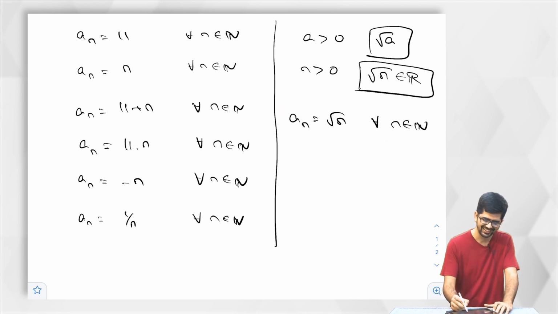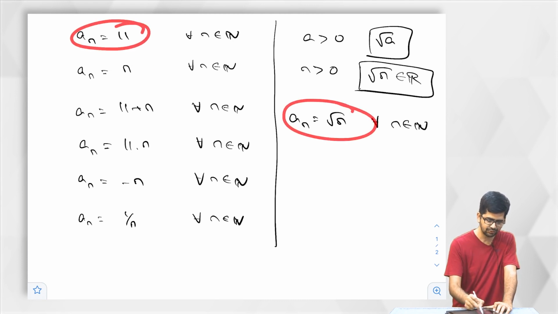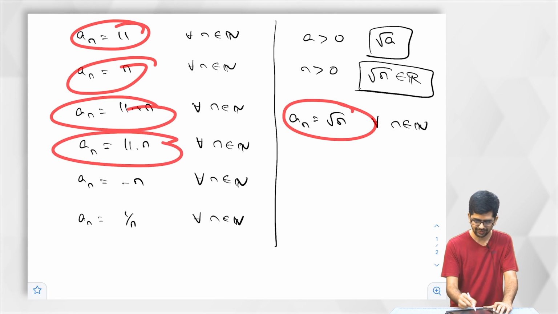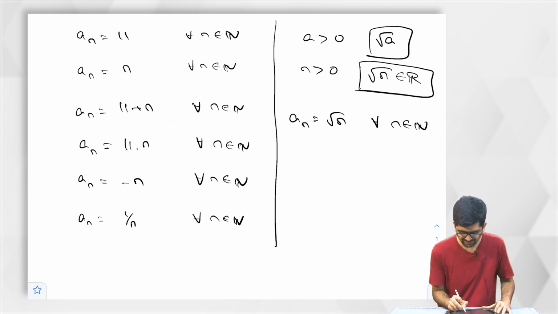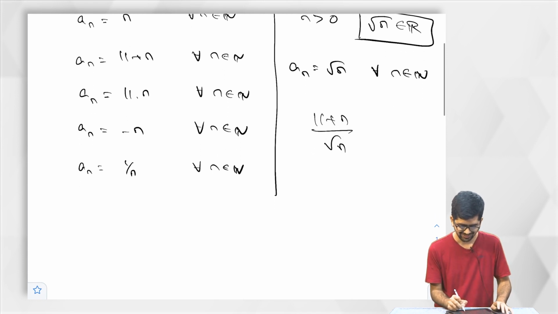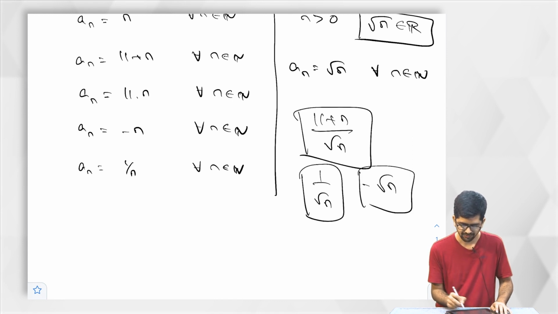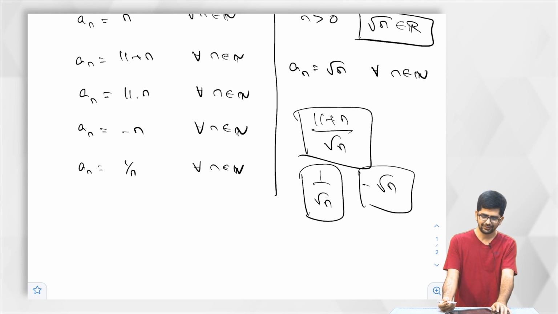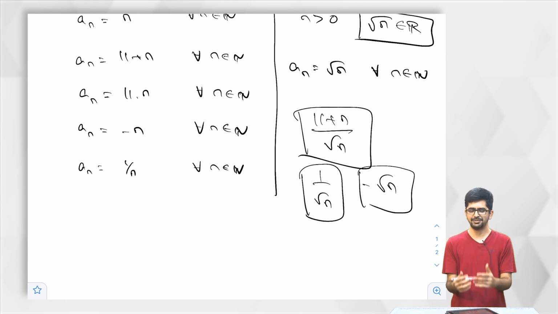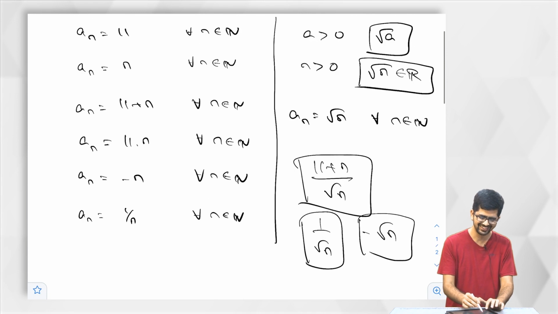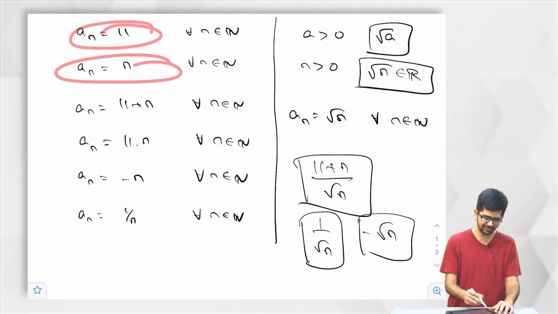Again, we can do the same thing. Apply the addition, multiplication, everything, whatever you can, for this and these two. You can produce many sequences. You can take 1 plus n by root n, or maybe 1 by root n, or just minus root n. These are some sequences. So, you should not ask now to give me some examples of sequences. Once you know just two sequences, we are able to produce many sequences.